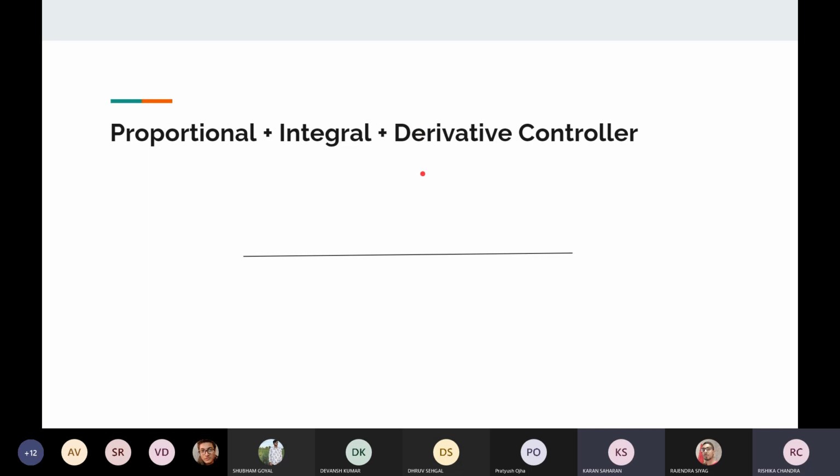Now the error is negative here, like it reached above the desired height. So it will come down as we discussed in the proportional control, and similarly it will oscillate a bit, and it will reach close to steady state. It will have some steady state error.